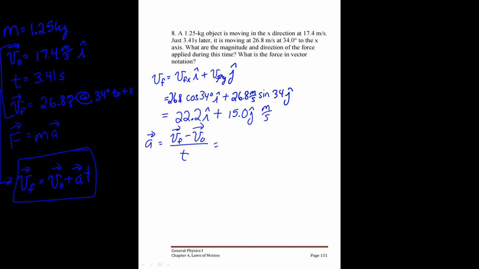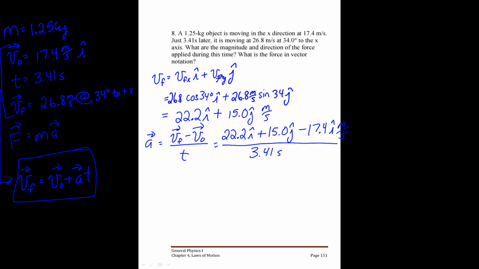And just like we did in the previous chapter, when I'm dealing with vectors in vector notation, I just group the like components together. I group the x components together, and I group the y components together. So it looks like this. I get 22.2 I plus 15 j, and my initial was 17.4, minus 17.4 in the I direction, and that's all over my time, which is 3.41 seconds. And these were in meters per second up here.